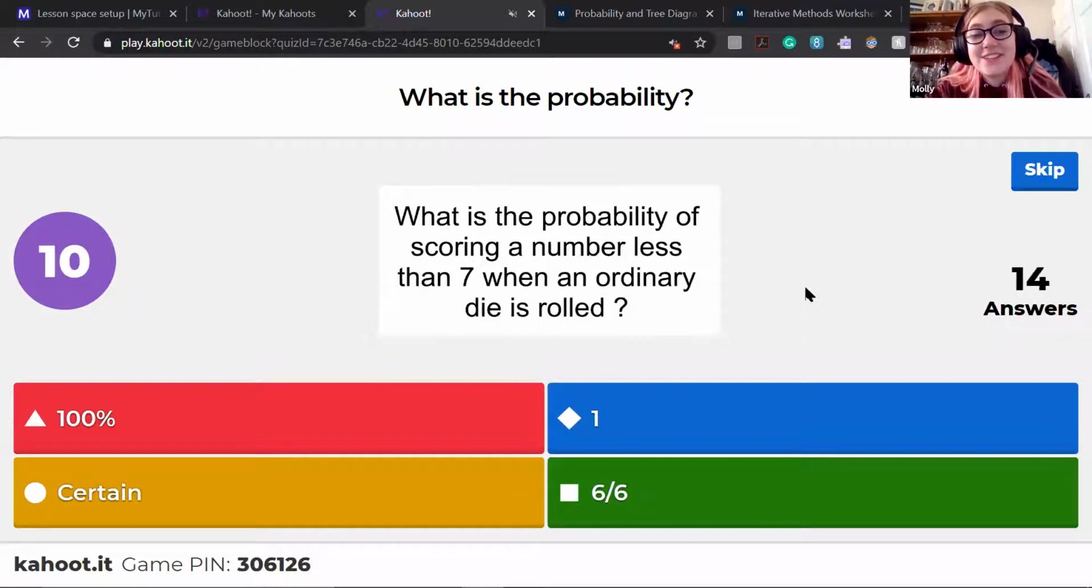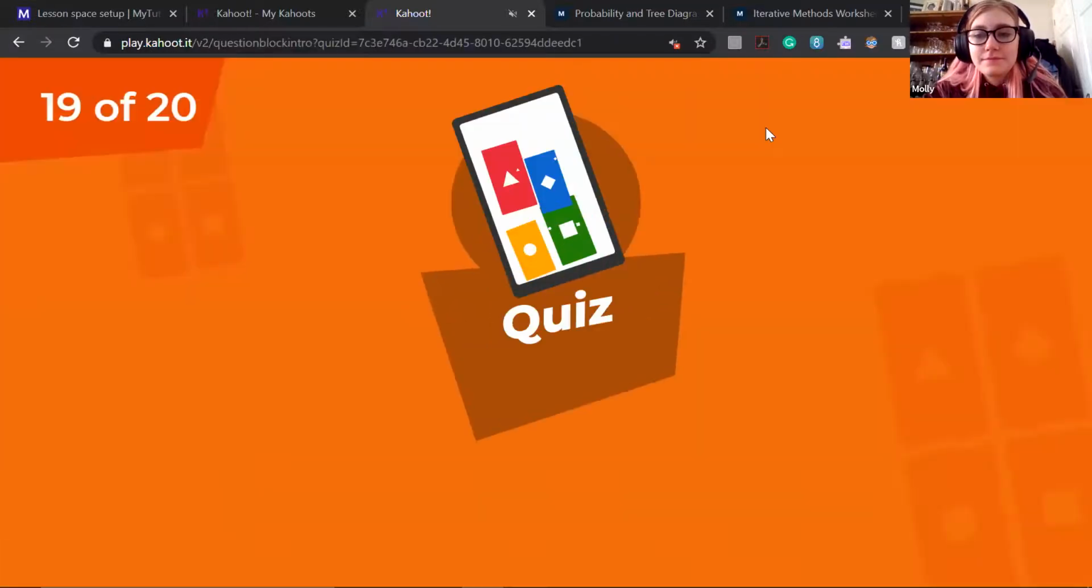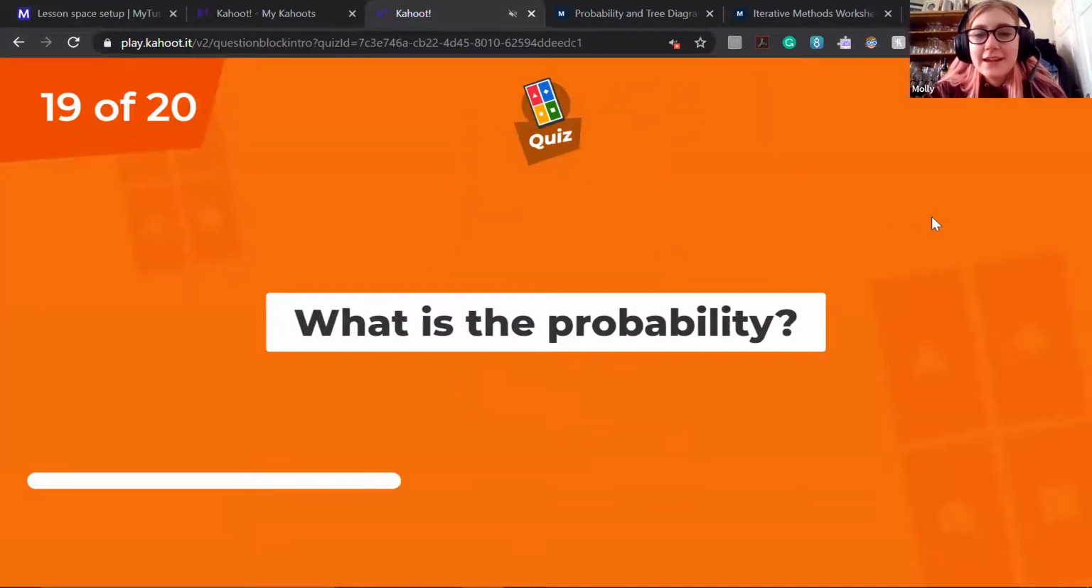This is very similar to the one above. Yeah, perfect. All of the answers were right for that one. The most correct again is 1. 2 more questions left.